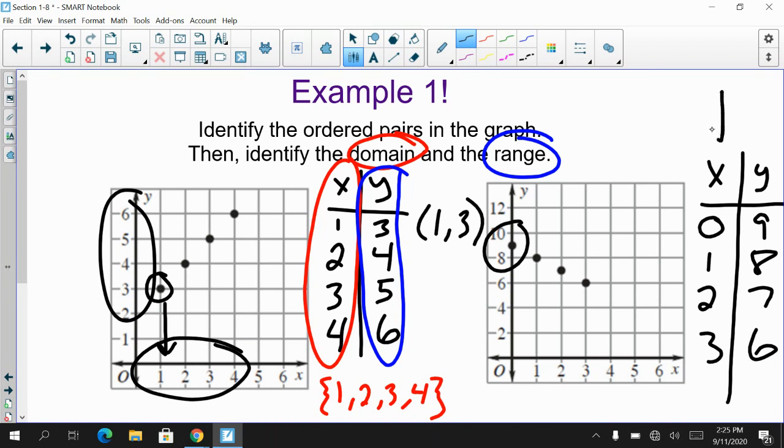The domain is my x values. The range is my y values. Remember, x, domain, input. Y, output is your range.